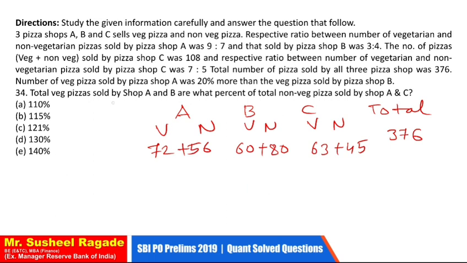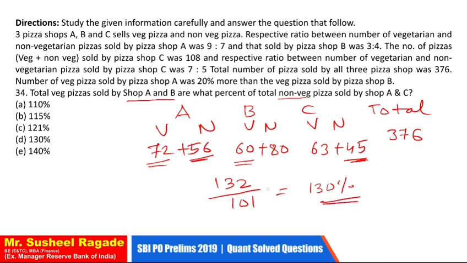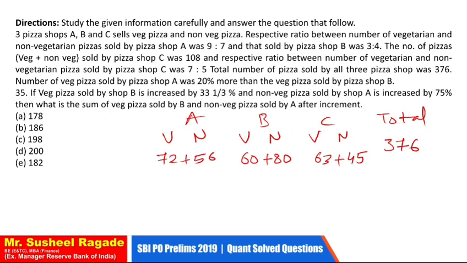Question number 4. Total veg pizza sold by shop A and B is 132. What percent is it of the total non-veg pizza sold by A and C? So this is A and C, which is 101. So this is near about 130%, because the answers are widely spaced. Now let us see the last question.